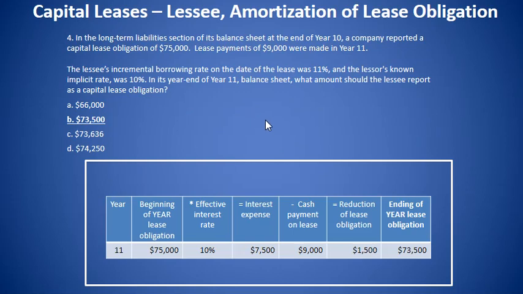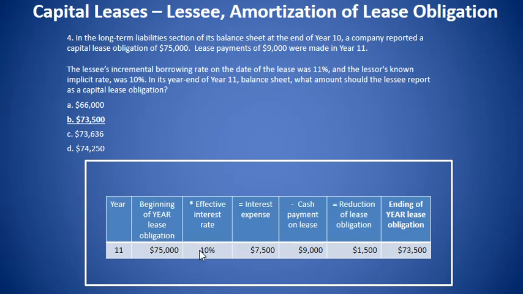Number 4, again, the question is what amount should the lessee report as a capital lease obligation? In other words, the remaining obligation after we've made our payment. And the answer in this case is B, $73,500. If we take a look at year 11, we reported a capital lease obligation of $75,000 at the end of year 10. So that becomes our beginning of year lease obligation in year 11. Our effective interest rate in this case was the lower of the two, either the incremental borrowing rate or the implicit interest rate. So it would be 10%.